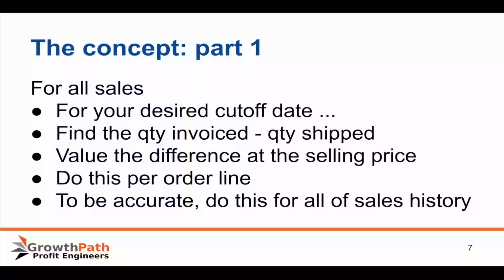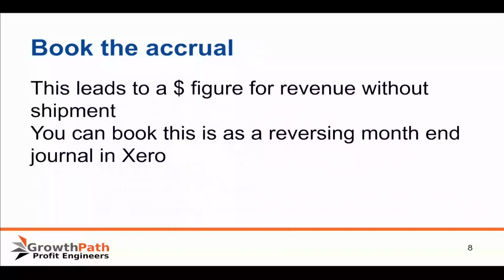It does present a problem with DIA's built-in reporting, but it doesn't really present a technical problem with the performance of the reporting. Once we've calculated that, we book an accrual. A reversing month-end journal is the way to go.